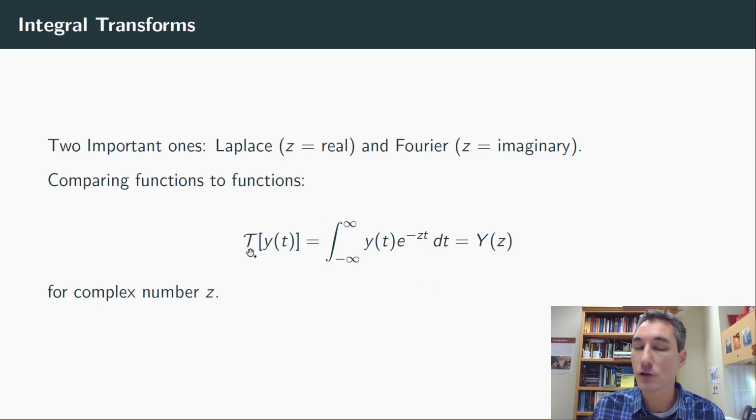T is just standing for transform. Y is an input function, so we're going to think of Y as the signal. We're going to transform that signal, and the output is going to be a new signal, capital Y.